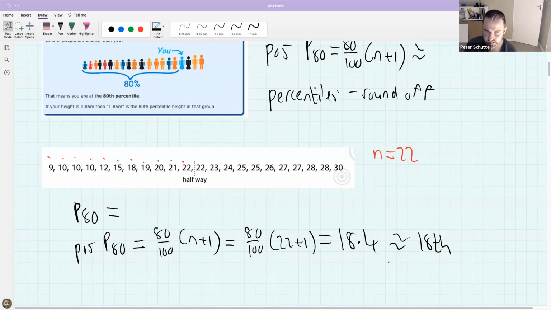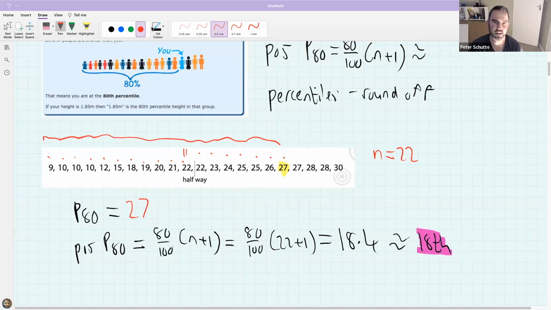What is P80 using this information you have just worked out? So you know it's the 18th position. What is its value going to be? Remember, that was the 11th position. So 12, 13, 14, 15, 16, 17, 18. So for me, the value of P80 is going to be 27. And what that means is 80% of the data is below 27 and 20% of the data is above 27.